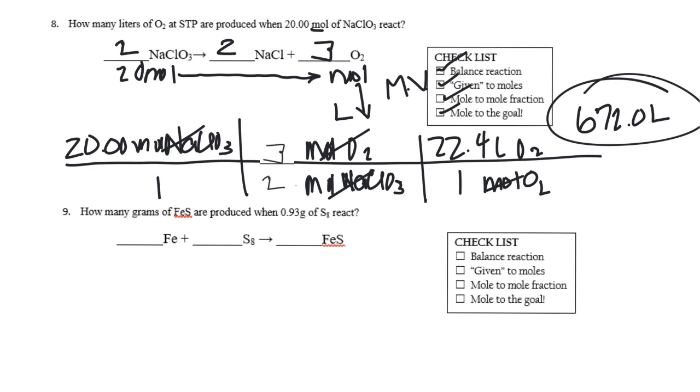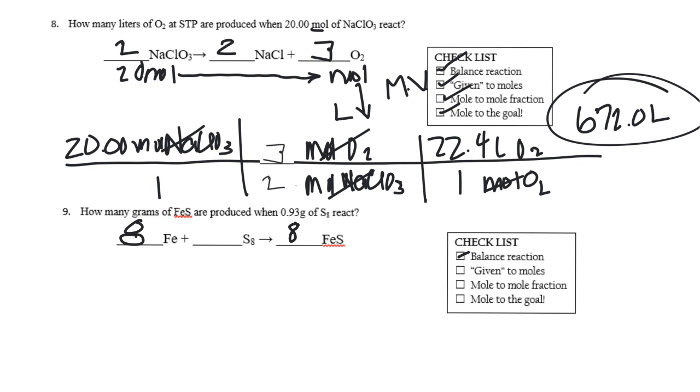Question 9. How many grams of FeS are produced when 0.93 grams of S8 react? Okay, this is the most complicated because mole is not mentioned, so I'm going to need 3 conversions. First thing, balance the reaction. Clearly the reaction's not balanced. So in order to balance it, I need to put an 8 and I need to put an 8. Done.